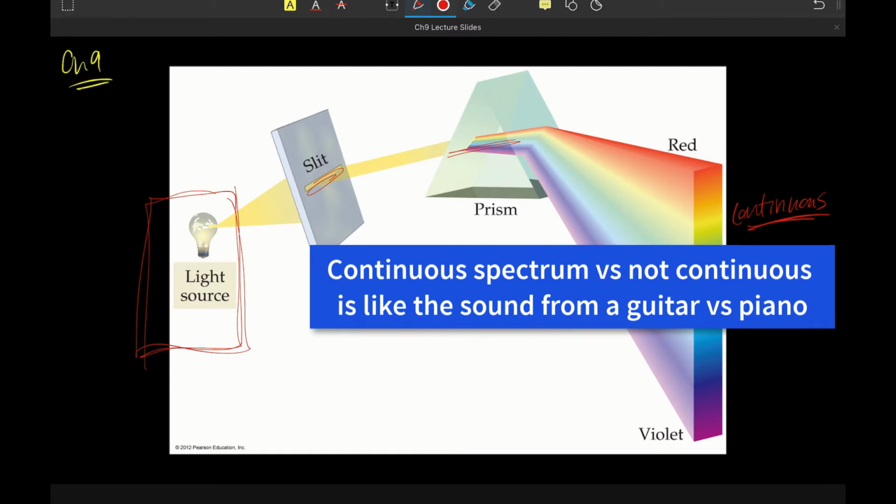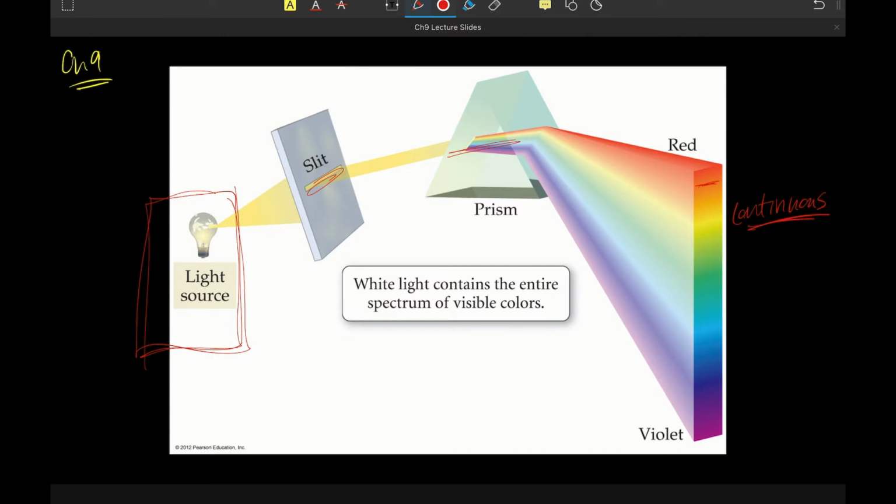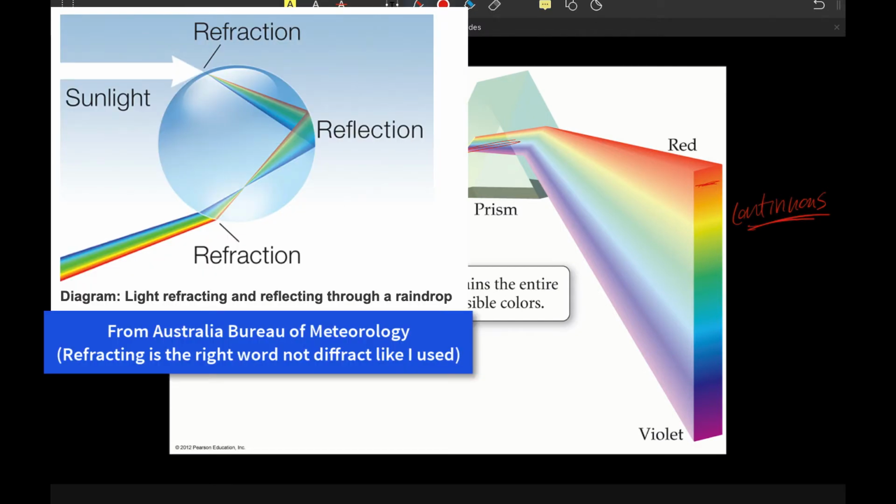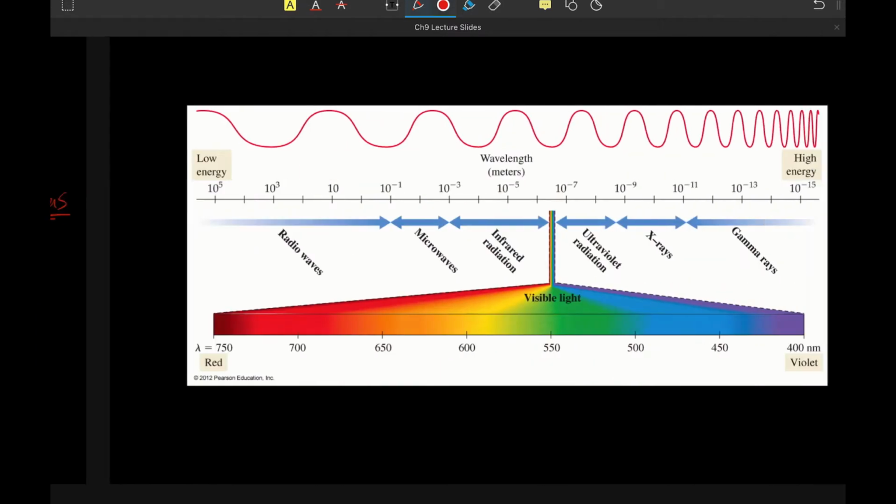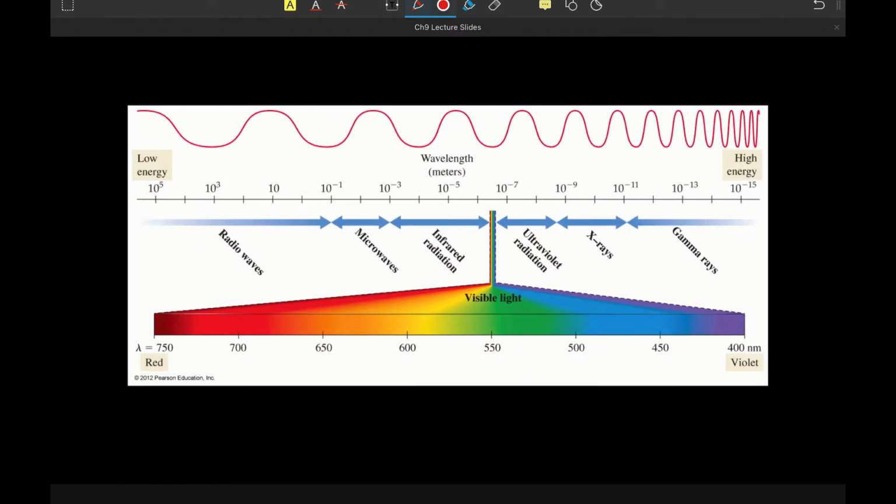There's not red and then space, orange and then space, yellow. Red blends into orange, blends into yellow. So it's a continuous spectrum. We see every single color and every shade of every color. And it's the same principle as a rainbow. Rainbows work the exact same way, except instead of a prism, it's raindrops.